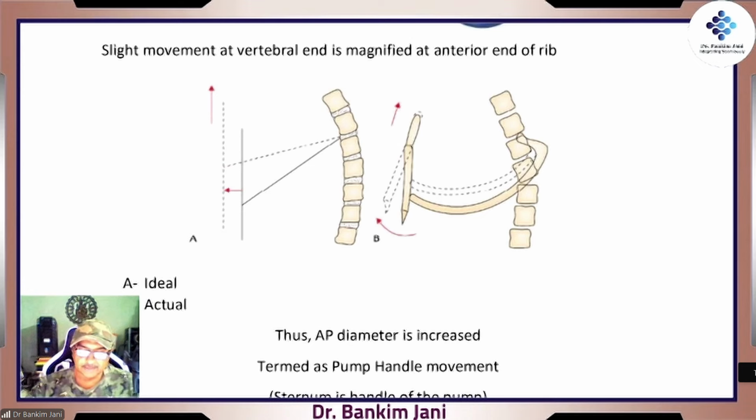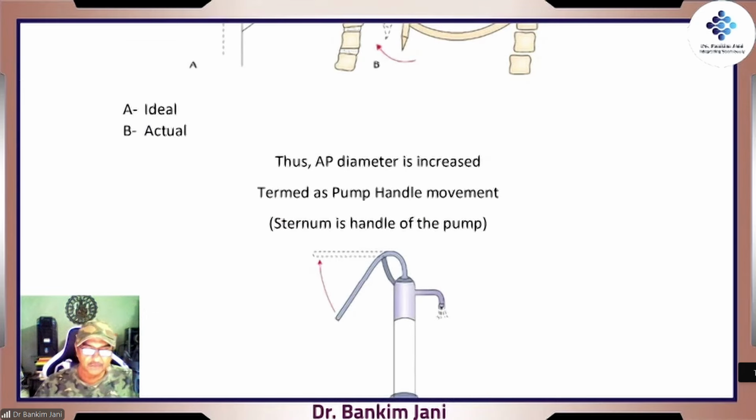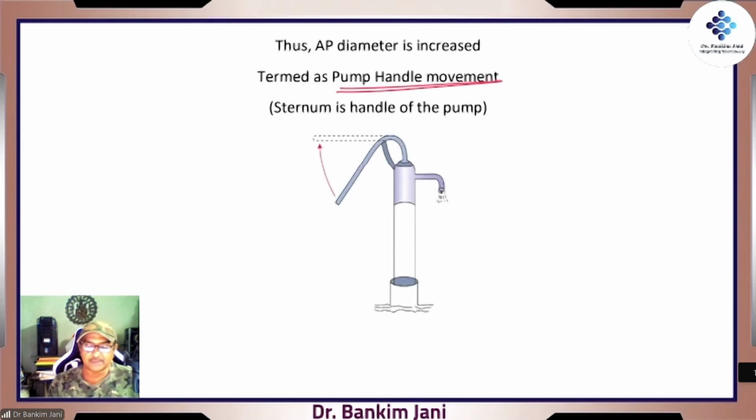Here it is. As the rib gets elevated, the sternum gets up. So the AP diameter is increased, and this is what is called the pump handle movement. So the sternum is the handle of the pump. Here, this much is the movement.